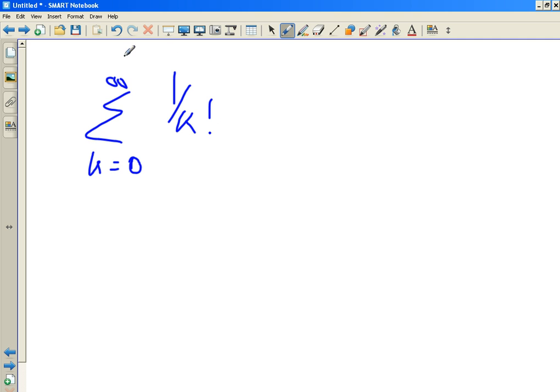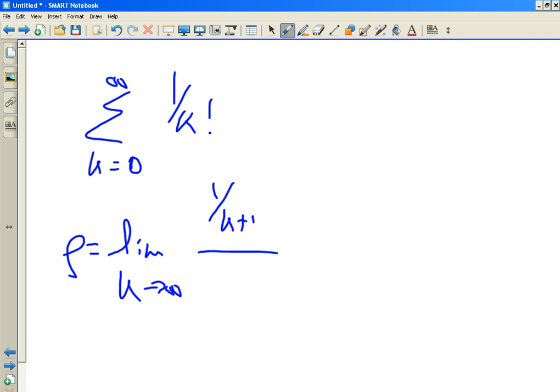We used this series in the comparison test to show convergence by comparison, but I just threw it at you. Can we prove it now? I think we can. Let rho equal the limit as k goes to infinity of u sub k plus 1 over u sub k.